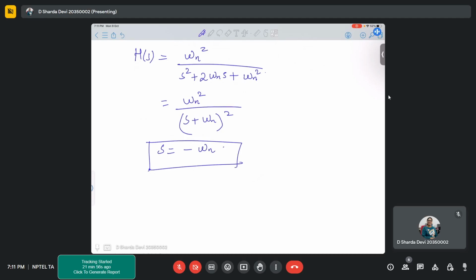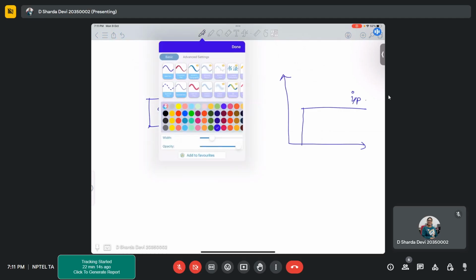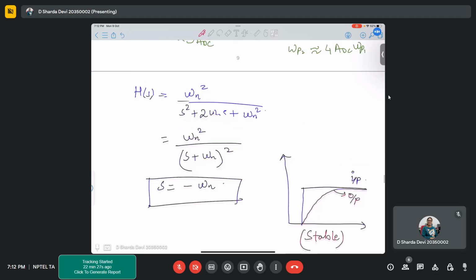So how does the system look when you have 2 poles and both the poles are real? So the response that you will get is, if this is an input, you will get an overdamped system. That means you will get this type of response. This is the output and your system is completely stable. So when your alpha is 1, your system is stable.